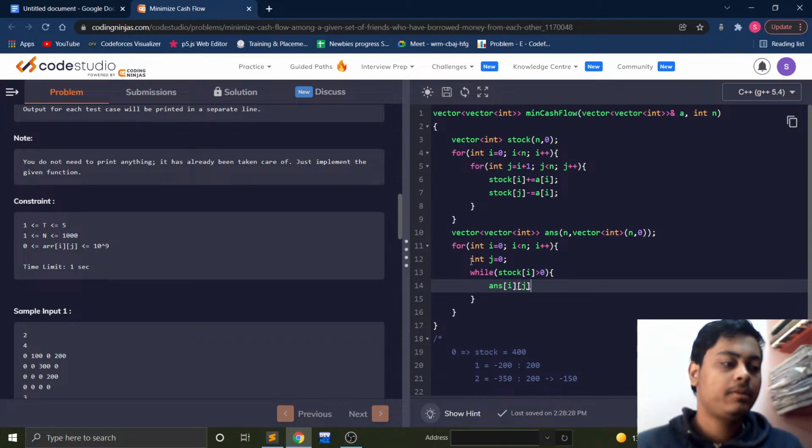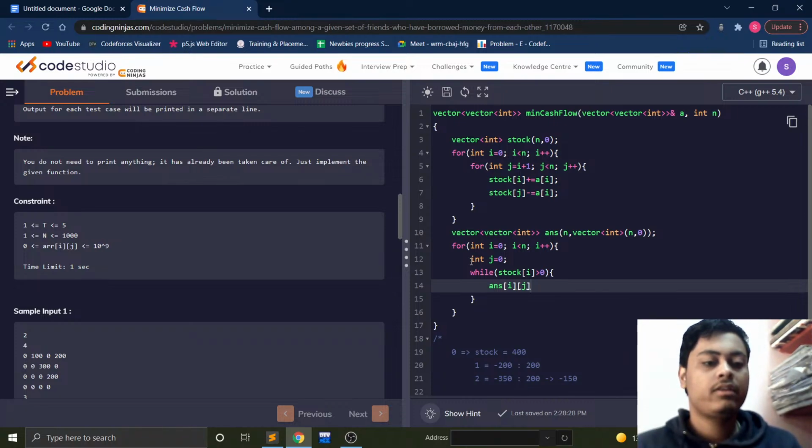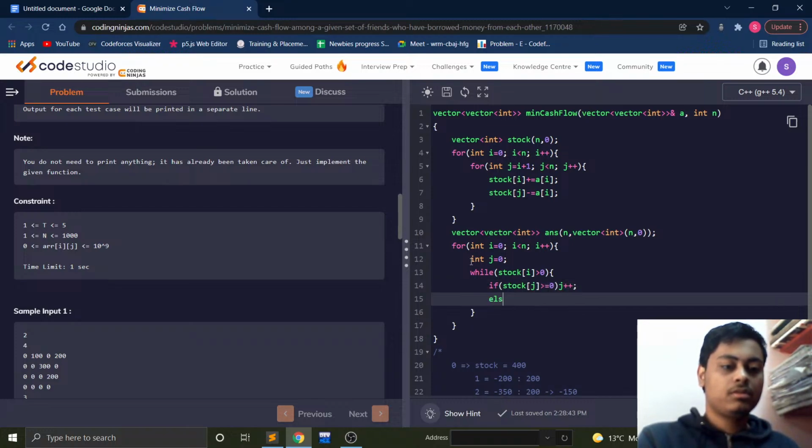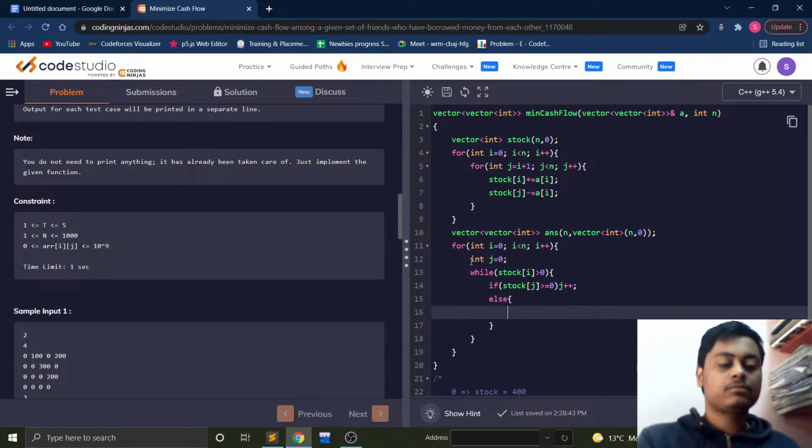The first person will pay to this person this much amount. I have a stock and I have a requirement. If stock of person j is positive or equal to 0, I'll just do j plus plus. Rest all is else. If it is negative, how much payment will happen is this much.